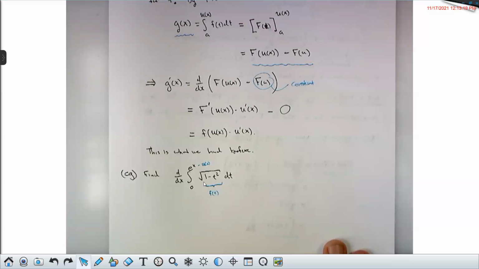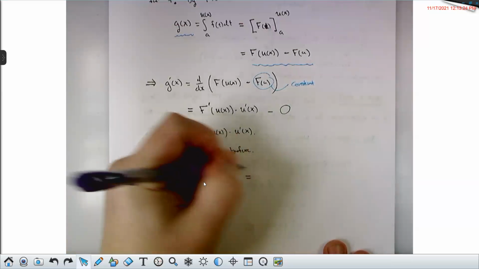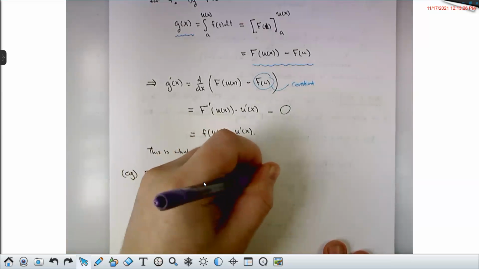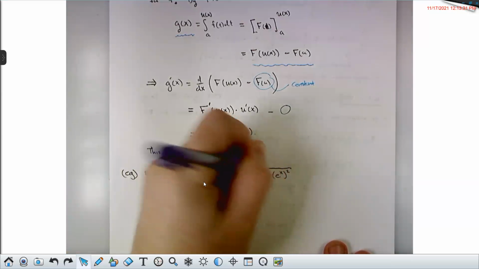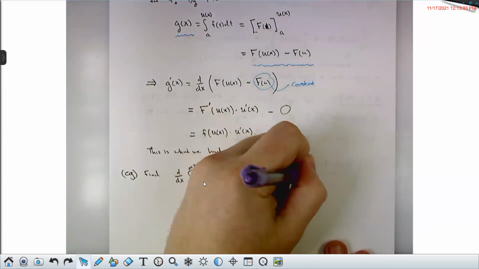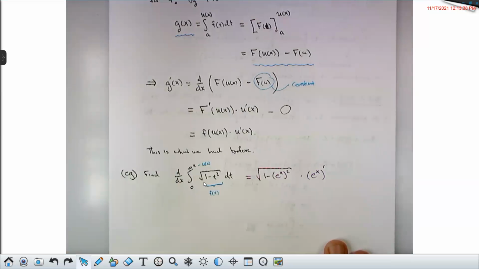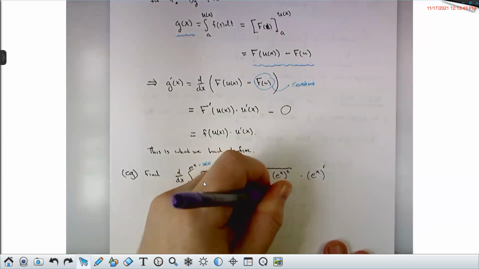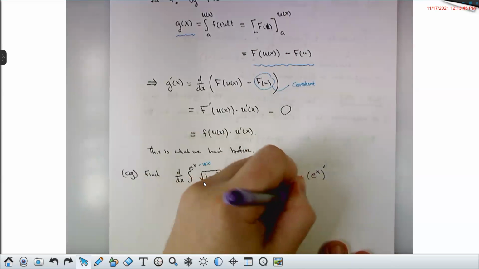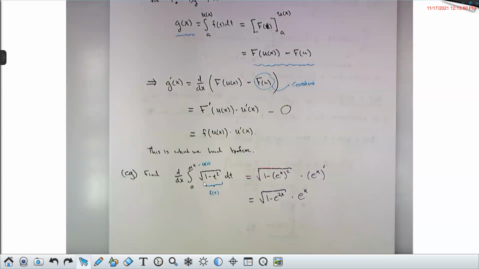So this derivative should be equal to f of u. So that's the square root of 1 minus e to the x squared times the derivative of u. And that's going to be the square root of 1 minus e to the 2x times the derivative of e to the x, which is just e to the x. And that's it, right? Really nothing too bad.